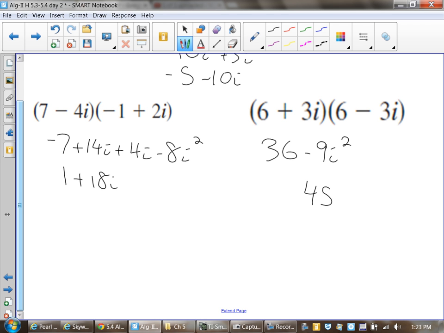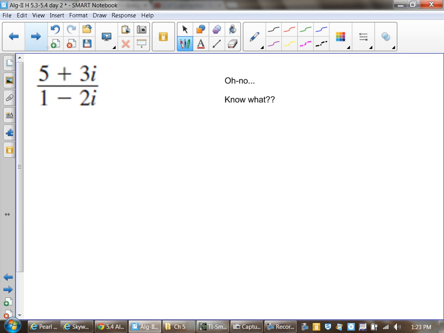We use multiplying by a conjugate because what happens when you multiply by the same terms with opposite signs, what happens to the i? Disappears. It goes away. So what do you think you have to do when you divide?